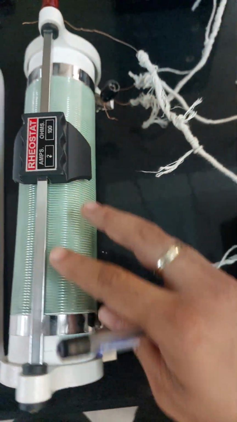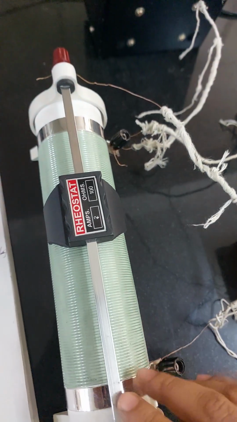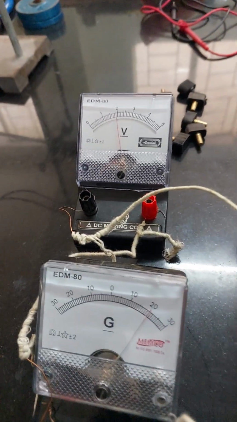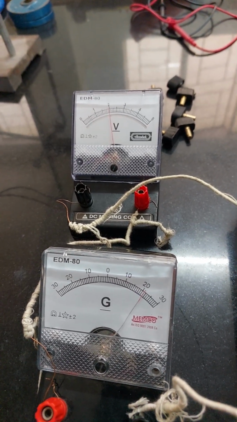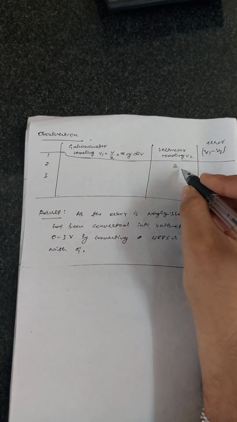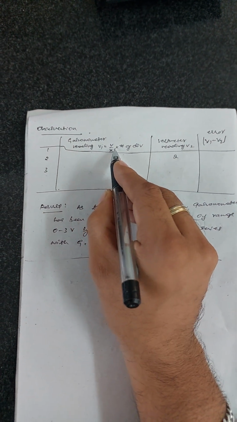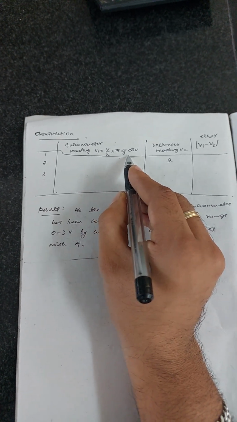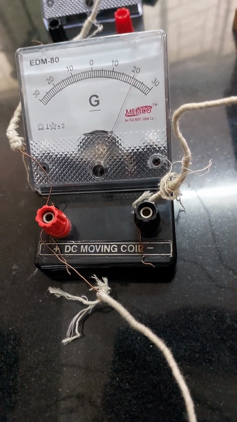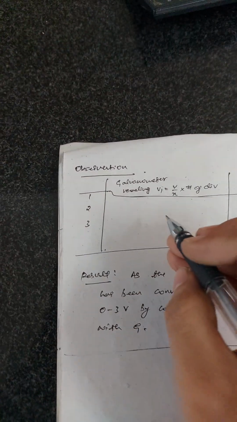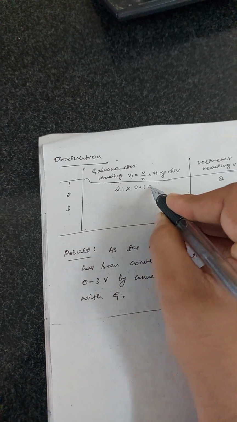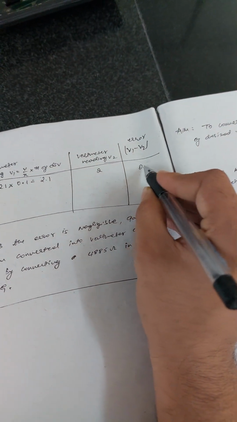Now I'll move the rheostat such that I'll get 2 volts of reading in the voltmeter. So you can see that I am getting 2 volts in the voltmeter. I'll write that here. So the voltmeter reading would be 2 volts. Correspondingly, the galvanometer reading is given by the least count of galvanometer into number of divisions. You can see that the galvanometer reading is 21. So number of divisions would be 21 into least count of galvanometer. We already know it's 0.1, so it's 2.1. So the error is 0.1.